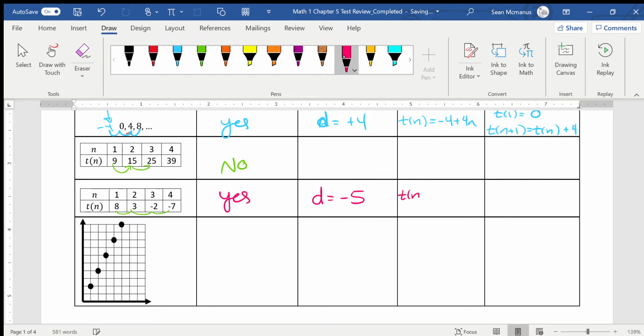So t of n equals, I've got to find the 0 term. So what would come here? If I'm subtracting 5 that way, I'm going to add 5 going this way to get 13. So 13 minus 5n. First term was 8.